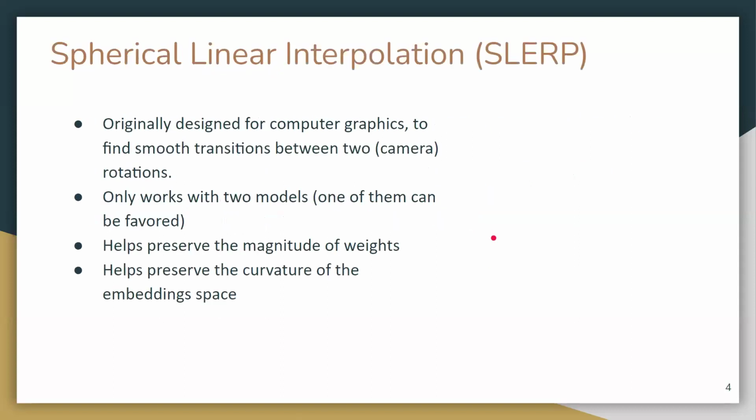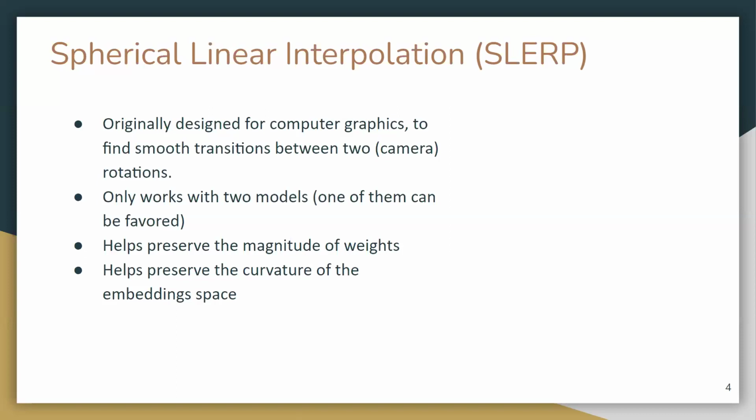So let's move on. SLERP means spherical linear interpolation algorithm. This algorithm was originally designed for computer graphics to find the smoothest path for camera rotation. Let's imagine a camera rotating around a scene. What is the smoothest path from position A to position B? For this purpose, they derived this algorithm. I think it was derived in 1985. It is a very old algorithm.